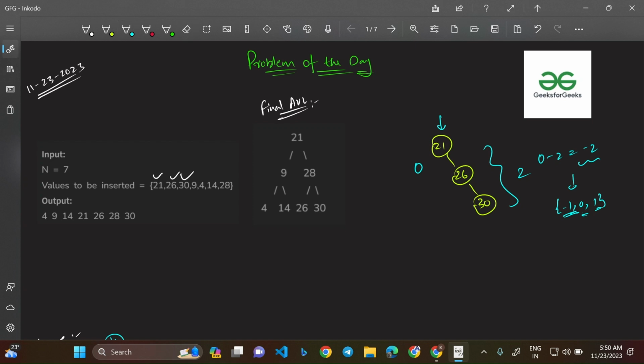So how do you make it balanced? If I just erase these particular things, I can make it balanced by putting 26 as the root. Okay, 26, and to my left I can have 21, and to my right I have 30.